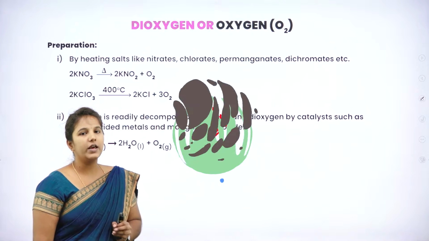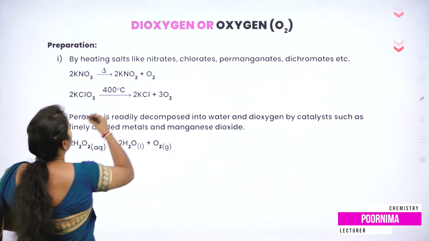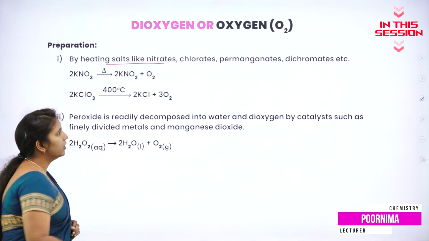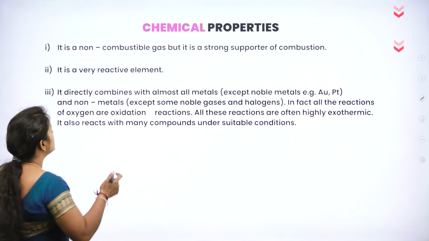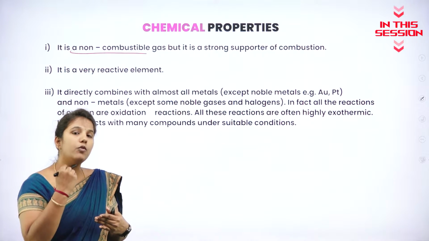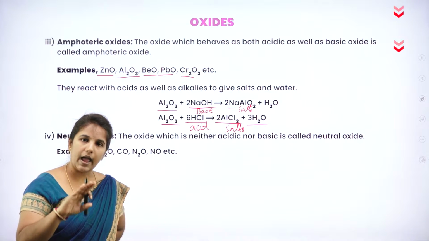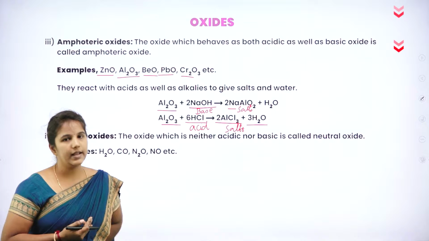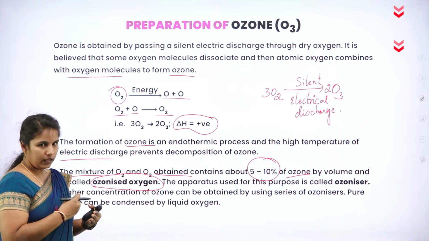Oxygen, which is also known as dioxygen, can be prepared by heating the salts of nitrite, chlorides or permanganate or dichromate. Oxygen is a non-combustible gas, but it supports combustion. Amphoteric oxides behave like an acid as well as like a base, hence they are known as amphoteric. Ozonide oxygen means it is a mixture of oxygen as well as ozone.